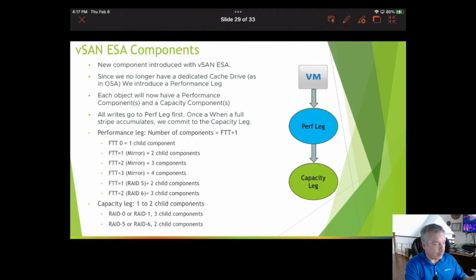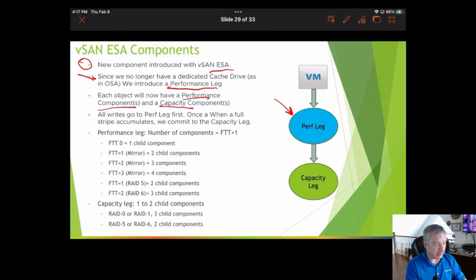Now, when we look at our components, first of all, with the Express Storage Architecture, we introduced a new component. Because we no longer have that cache device, we introduced this thing called a performance leg. Every object that makes up your VM, like your virtual disk, the home, the virtual machine swap file, all that type of stuff, those are objects. This is basic vSAN 101: these objects are made up of components. So now every object will have a capacity component and a performance component.